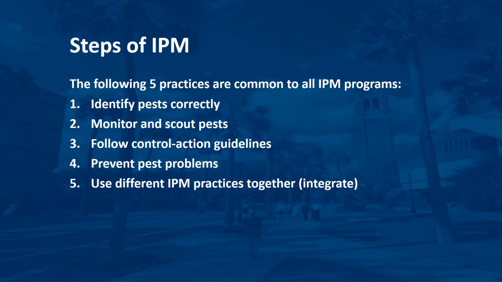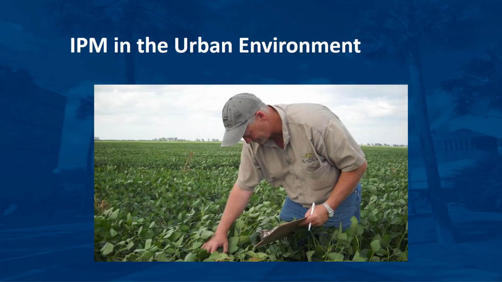The following 5 practices are common to all IPM programs. 1. Identify pests correctly. 2. Monitor and scout pests. 3. Follow control action guidelines. 4. Prevent pest problems. And 5. Use different IPM practices together. Integrate. IPM is commonly used in agricultural crop production where the economic thresholds for key pests have been determined.